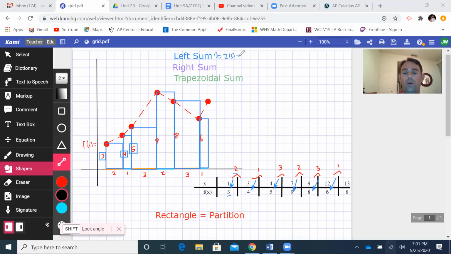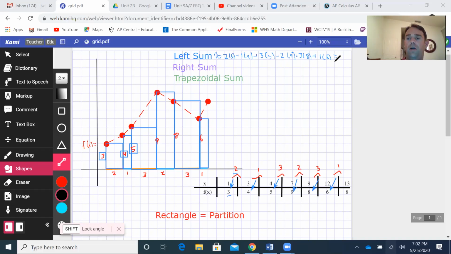So 2 times 3 plus 1 times 4 plus 3 times 5 plus 2 times 9 plus 3 times 8 plus 1 times 6. And we can get that approximate value for what that area might actually be.